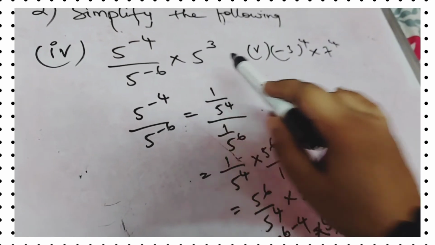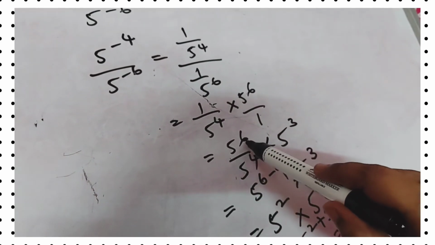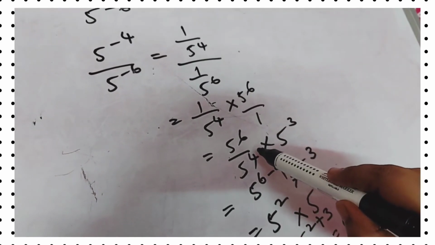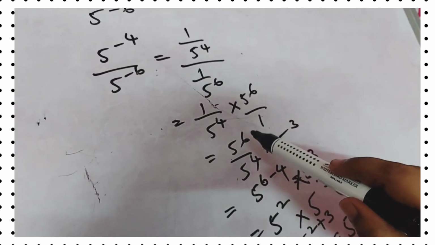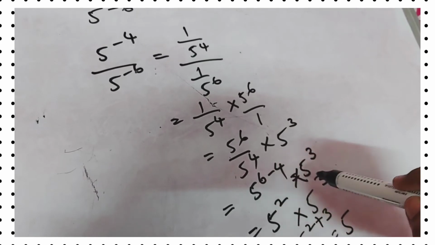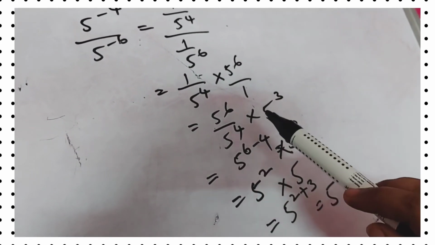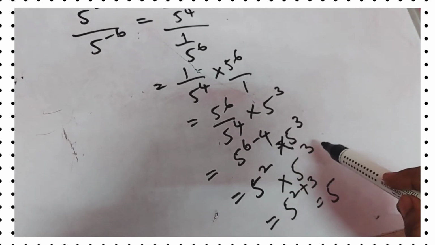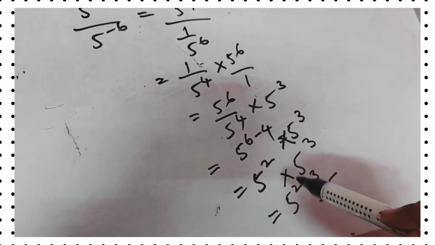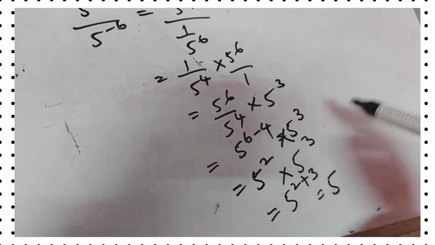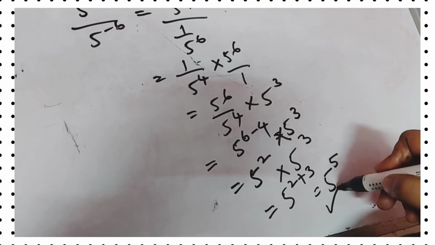Into, we are taking this one here. So now what you have to do? The base you have to keep like this only, and write the power as 6 minus 4, into 5 to the power of 3. What is 6 minus 4? It is 2. 5 to the power of 2 into 5 to the power of 3. It is 5 to the power of 2 plus 3. When the bases are the same, the powers should be added. It is 5 to the power of 5. So this is the answer.